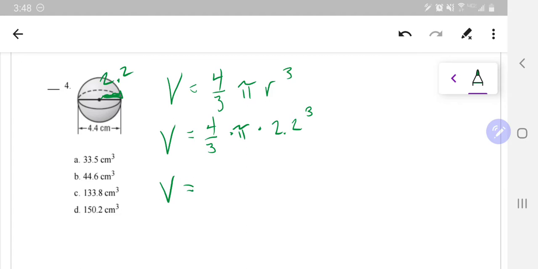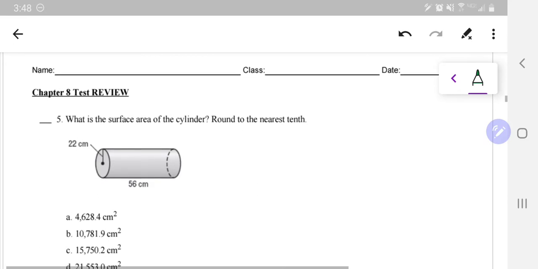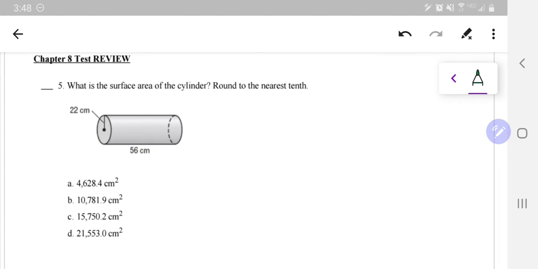And when I wrote that all down in my calculator, I got 44.6 approximately. And so that's centimeters to the third power. And that would be part B. Hopefully you're cruising through this and just finding little mistakes that'll help you remember stuff on the test coming up.